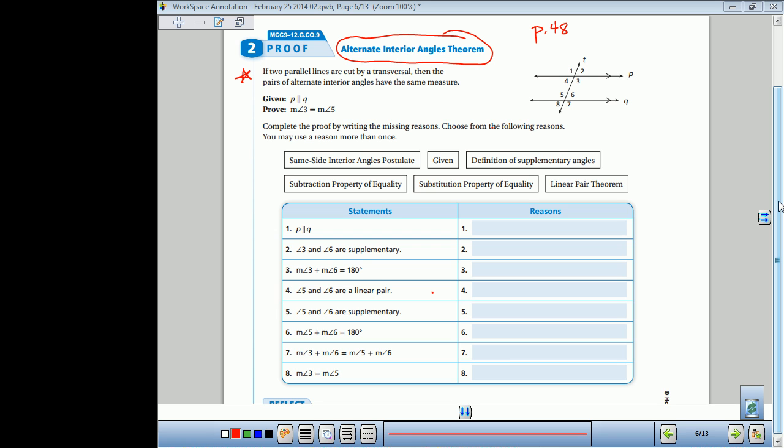Can each thing be used more than once? You can, because we only have 6 and we have 8 blanks. Oh, yeah. I'm looking at it. No. That's how it's done.